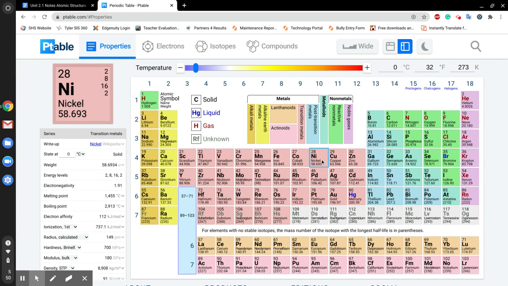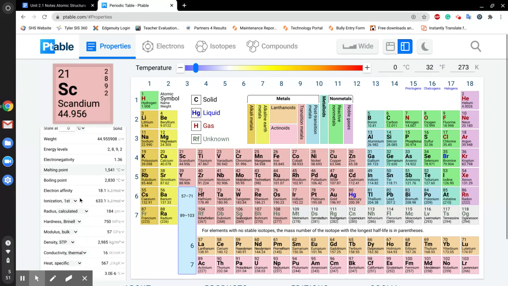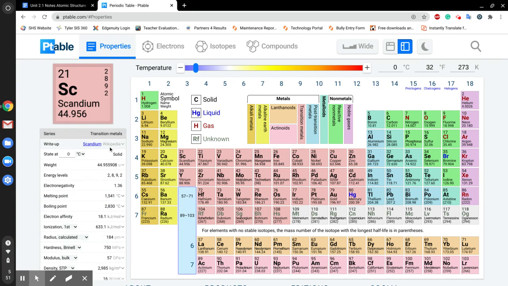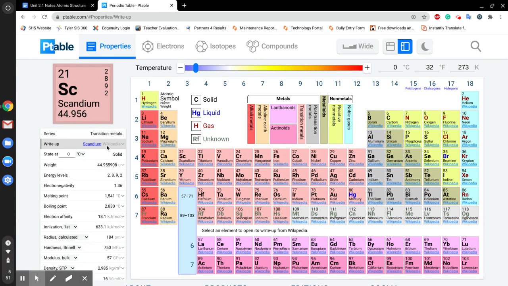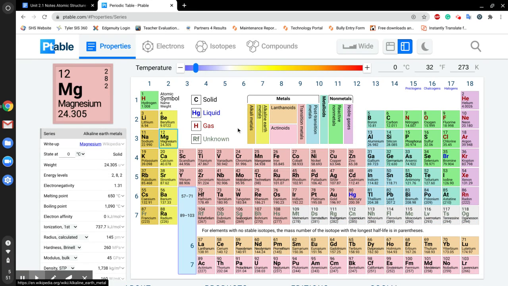But anyway, what you need to know for right now is it shows you the atomic number, the atomic mass, and also the written form of its name, which is pretty cool. It used to give you a Wikipedia page, and it still does. I don't know what I did, but okay. Something I can play with, because they've really changed this up, which is really cool.